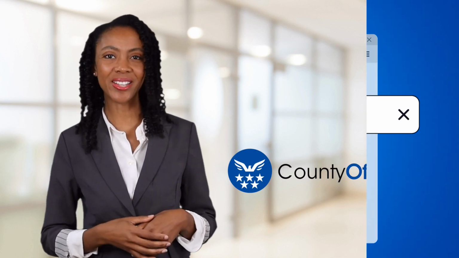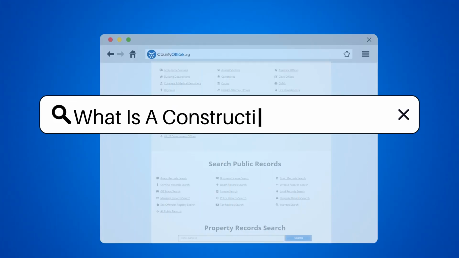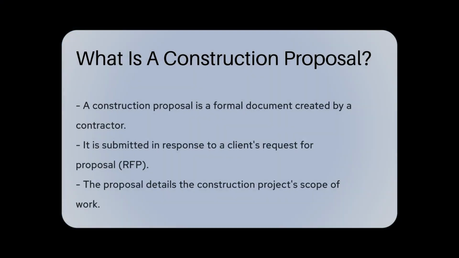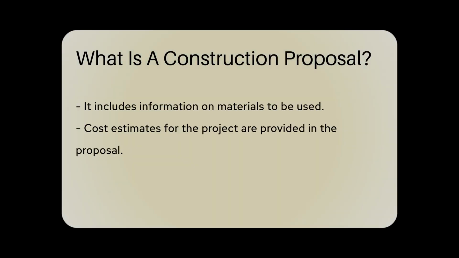Let's get started. What is a construction proposal? A construction proposal is a formal document submitted by a contractor in response to a request for proposal, RFP, from a client. It outlines the details of the construction project, including the scope of work, materials to be used, cost estimates, timeline, and terms and conditions.